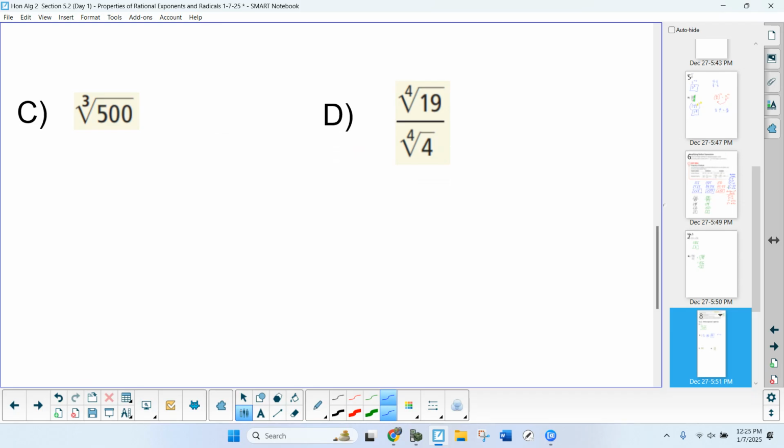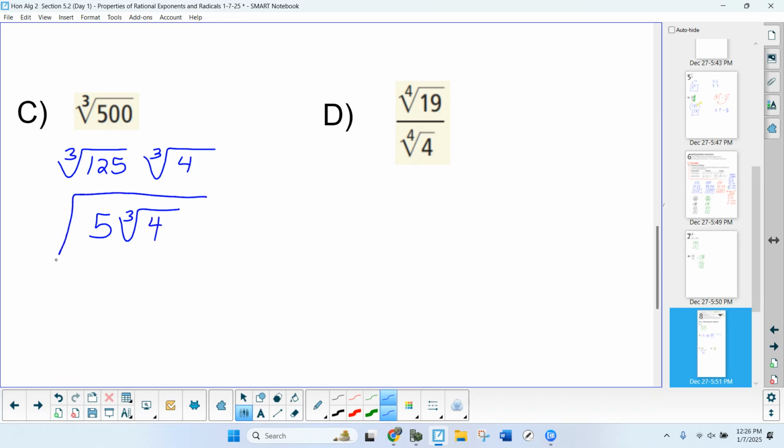So Jack, what'd you break 500 up into? That's a perfect cube. 125 and 4. Do you guys agree with that? Yes, perfect. And what's the cube root of 125, Jack? 5. So it's just 5 cube root of 4. How'd you guys do on C? Did you do okay? Still working on D?